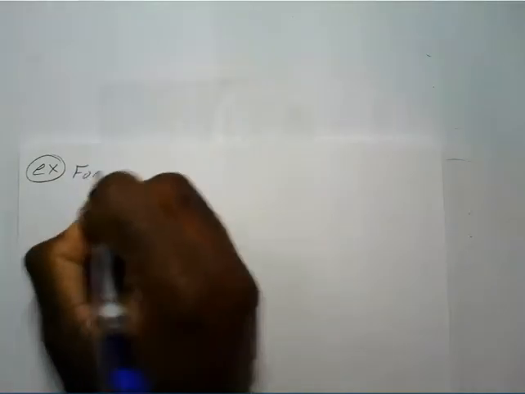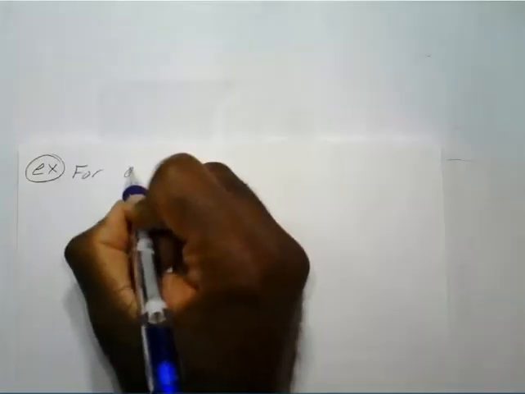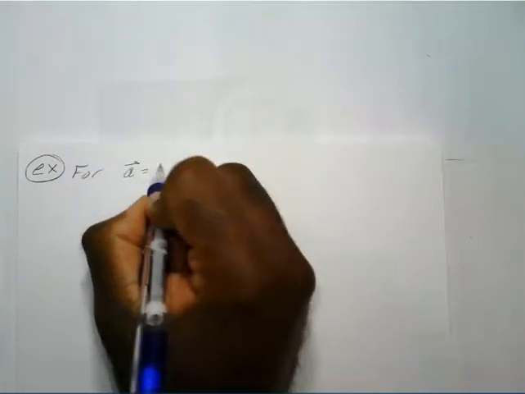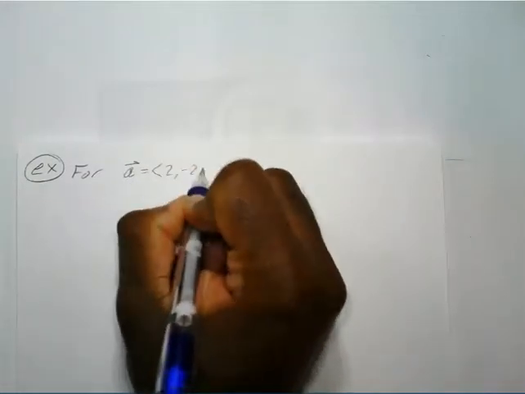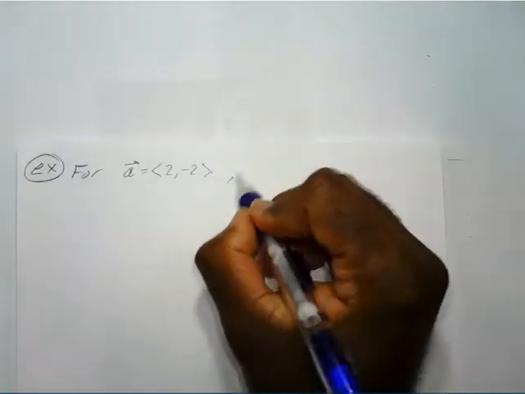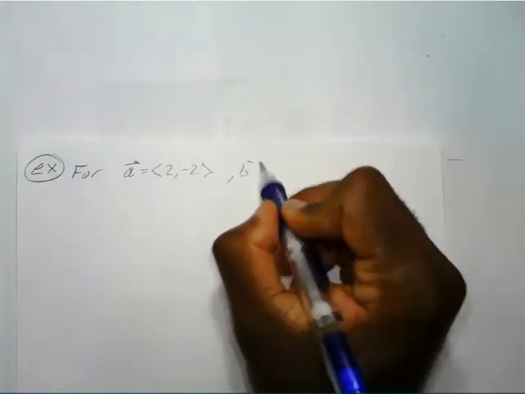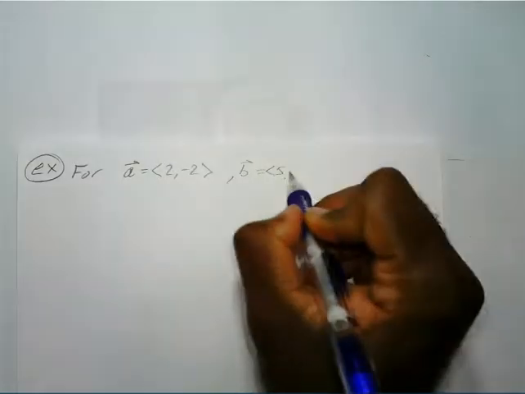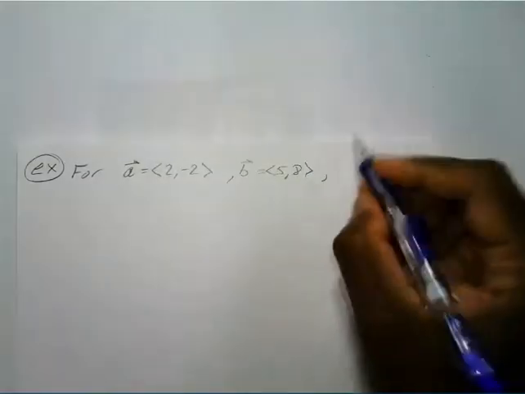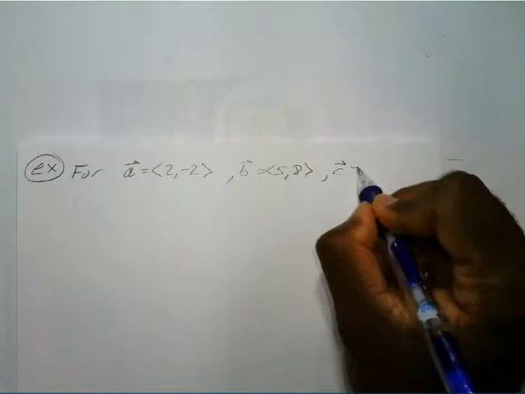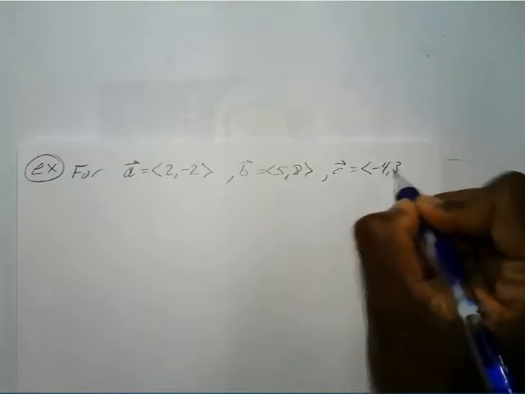All right, so let's say, for example, the A vector is equal to 2, -2, the B vector is equal to 5, 8, and the C vector is equal to -4, 3.